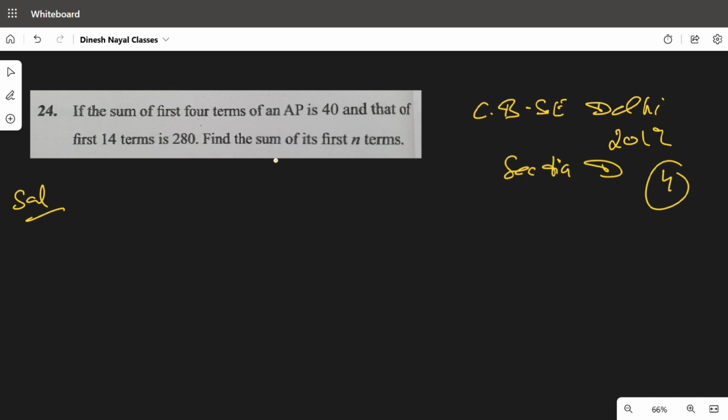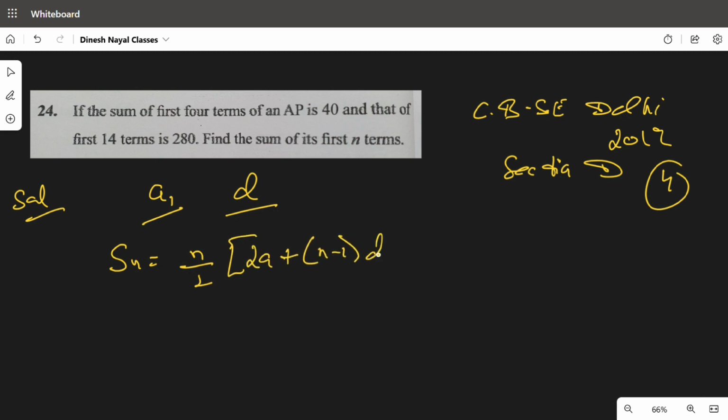Basically we have to find the sum of its n terms. That is only possible when we have a and d. So let a be the first term and d the common difference. Actually, we have to find the values of a and d, and then substitute them in the formula for the sum. First of all, writing the formula for the sum of n terms: n by 2 times (2a plus (n minus 1) times d).